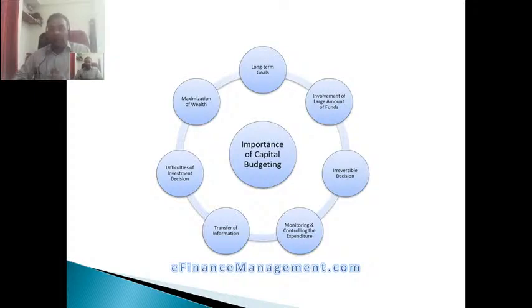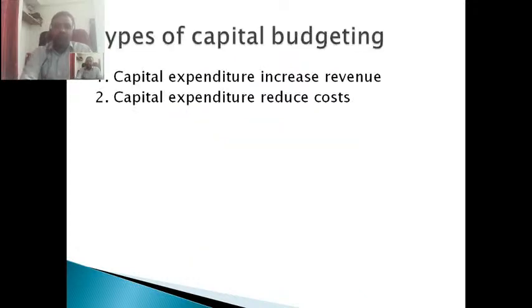Whether the particular investment gives you liquidity or not. Can it help you to improve your business or not? There are types of capital budgeting which we have to see, what kind of types we have in capital budgeting. There are two kinds of capital budgeting.